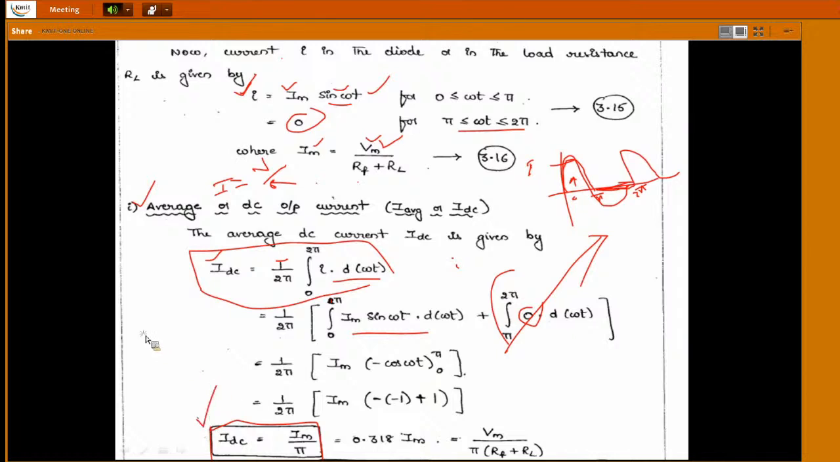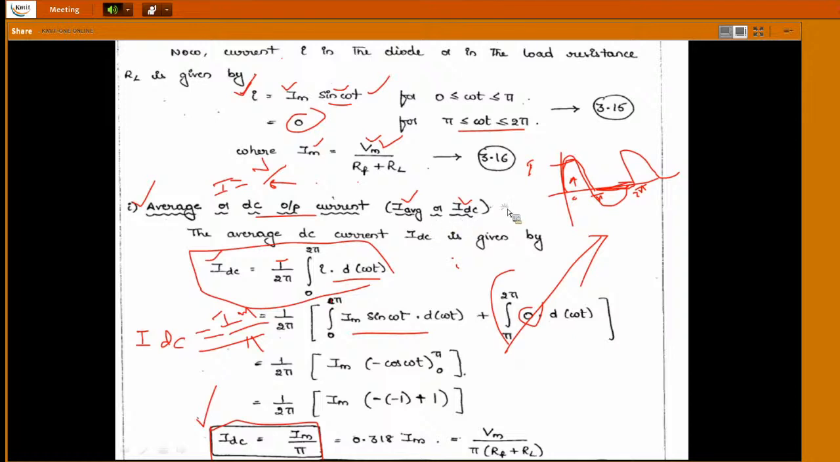The first expression we are getting: the average or DC current IDC is equal to the maximum current Im by pi. This is the first expression we derived. This is the DC output current, or the average output current. These two terms are the same. In the MCQs, I may ask you I average or I may ask you IDC. IDC and I average are both the same.